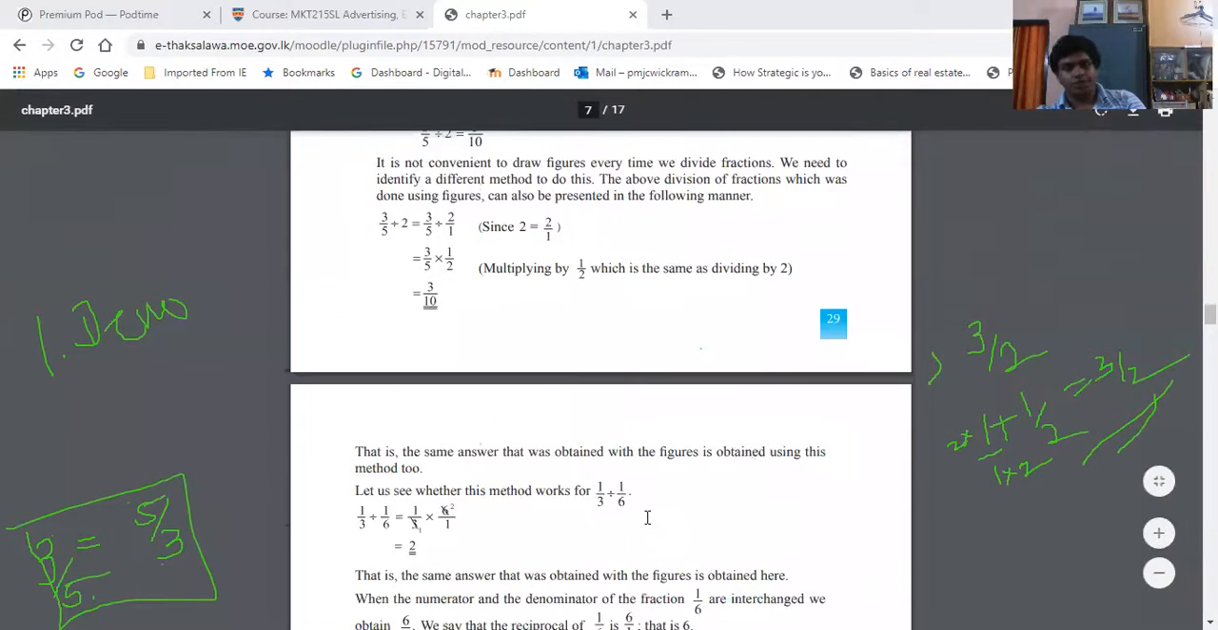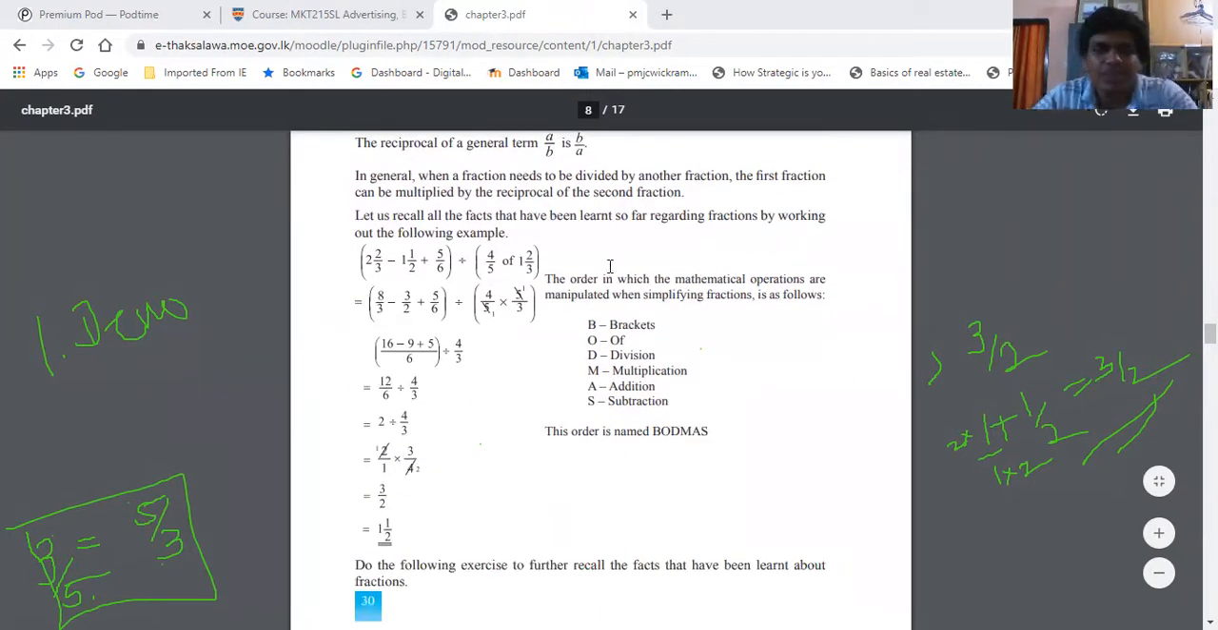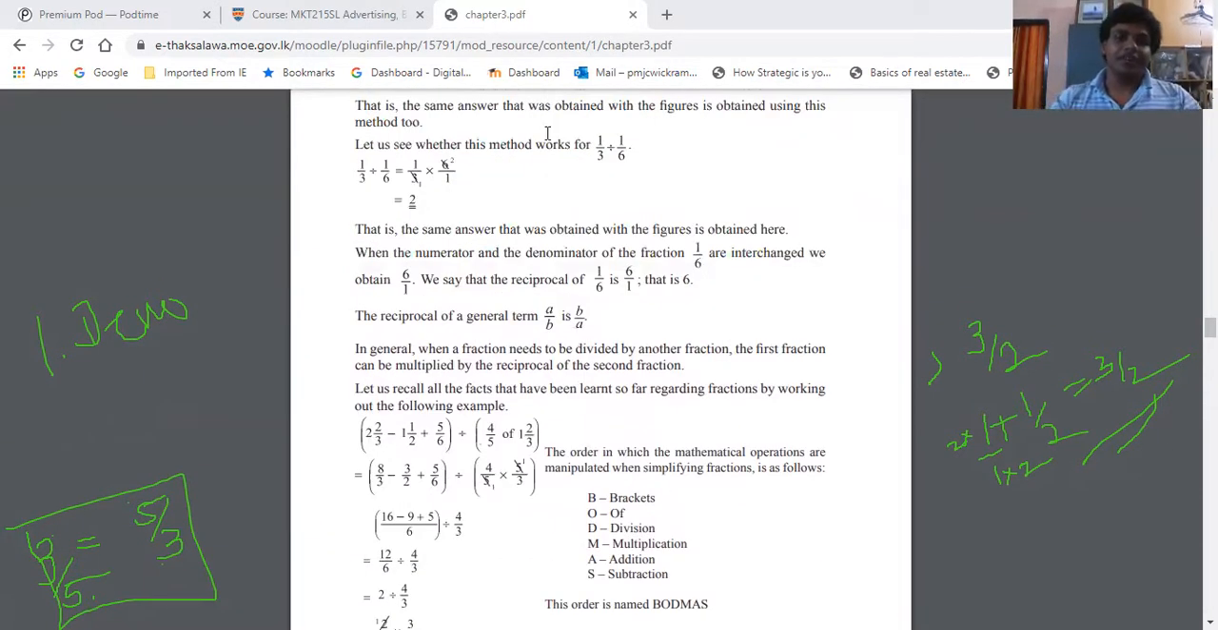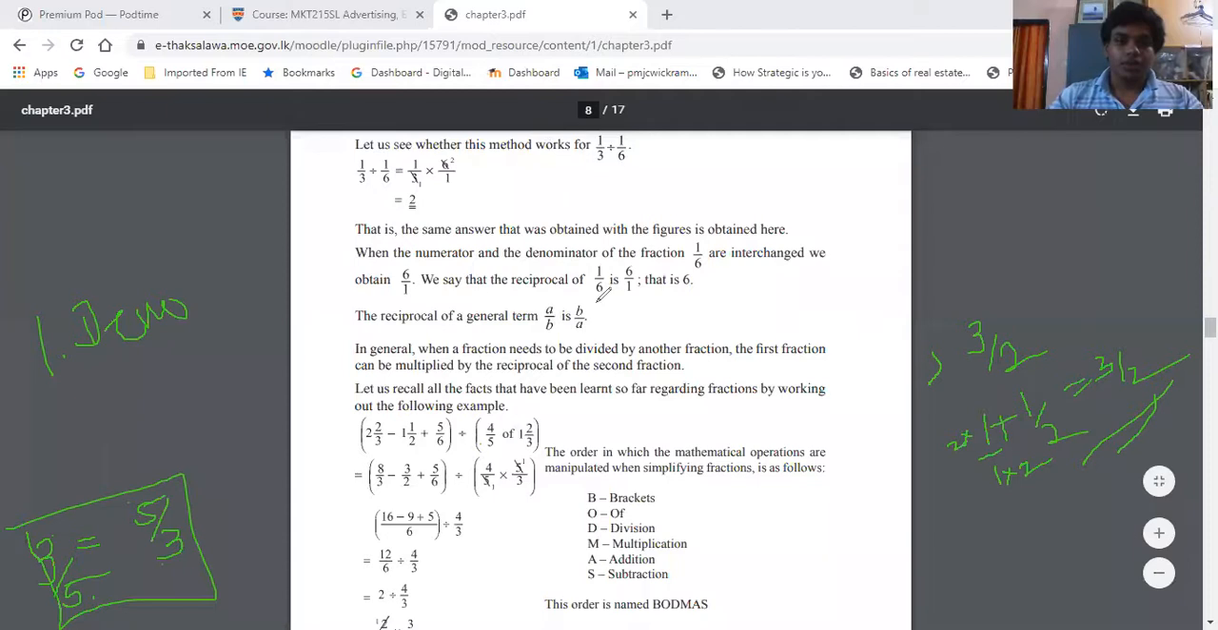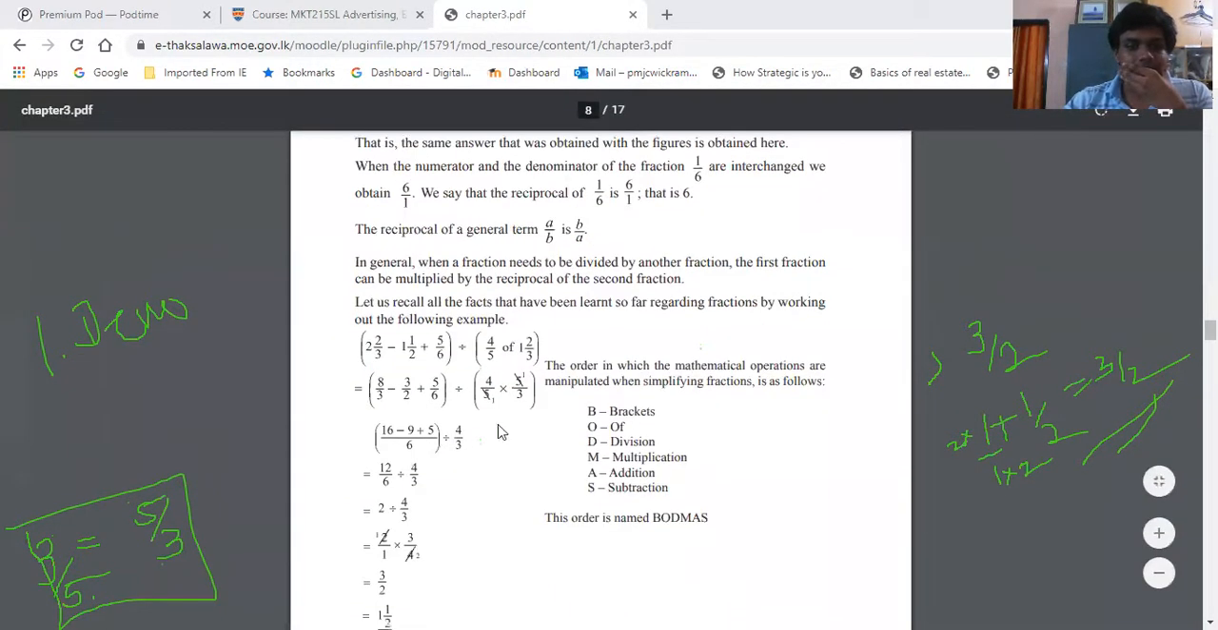Okay, moving on. Nice. I will do this bottomless one, and check what I have explained is here. The reciprocal part, what I have explained exactly is here. A over B is B over A. Simple as that. 3/5 is 5/3. So now let's take this example, this big one.